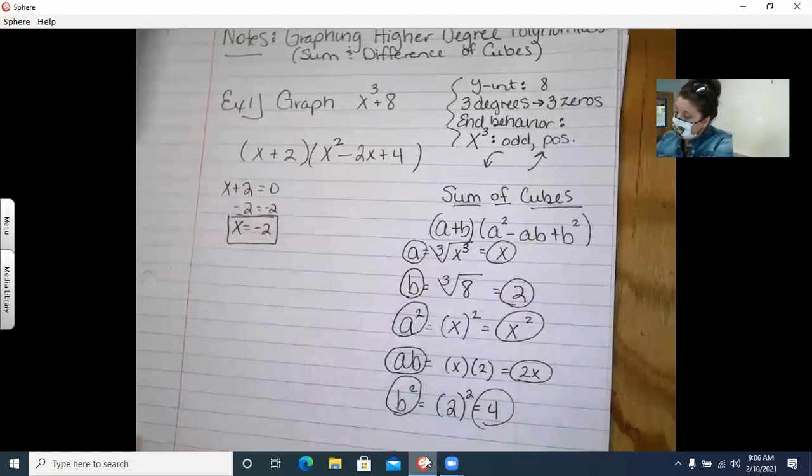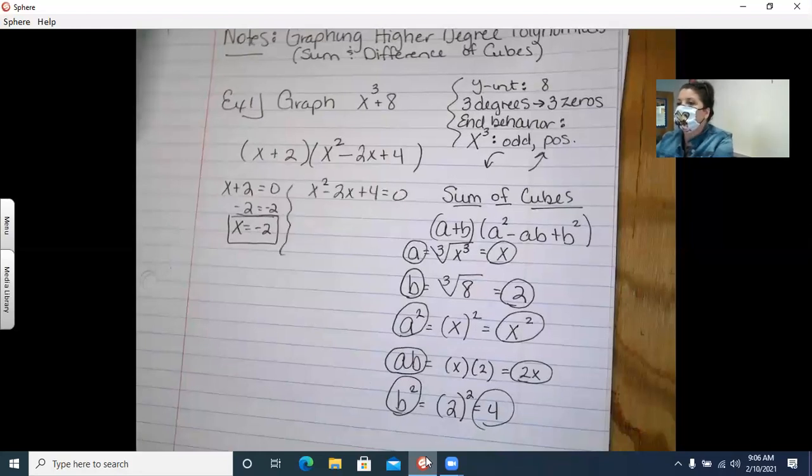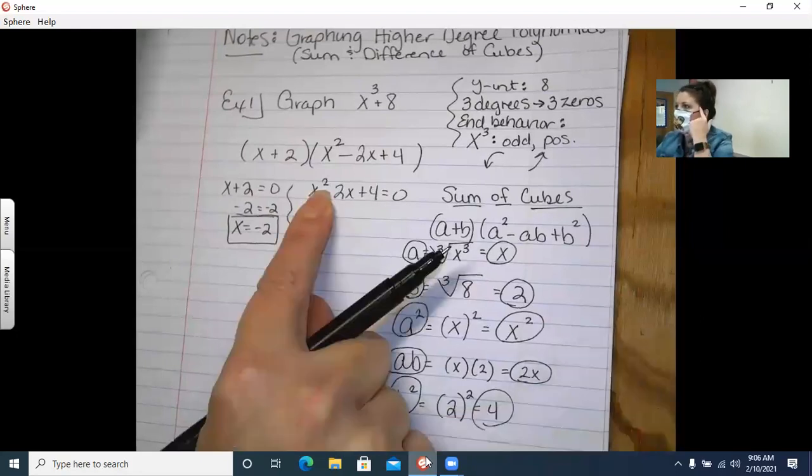My other factor was x squared minus 2x plus 4. If I set that equal to 0, I've got a quadratic term and a linear term. I just can't solve it like I did previously. It's the quadratic. I either have to solve by factoring, solve using the quadratic formula, or solve using completing the square, because it is a quadratic. The highest degree is 2. So let's try factoring in our head real quick.